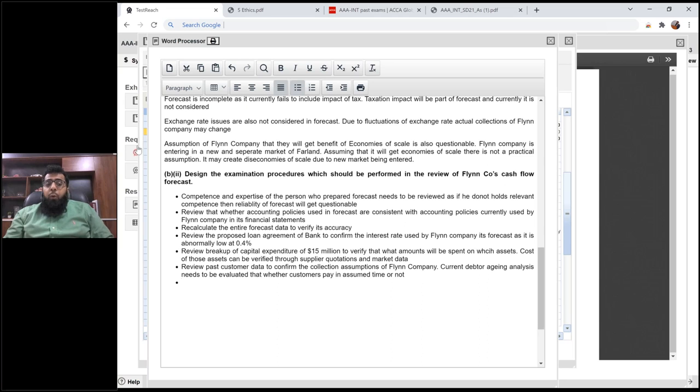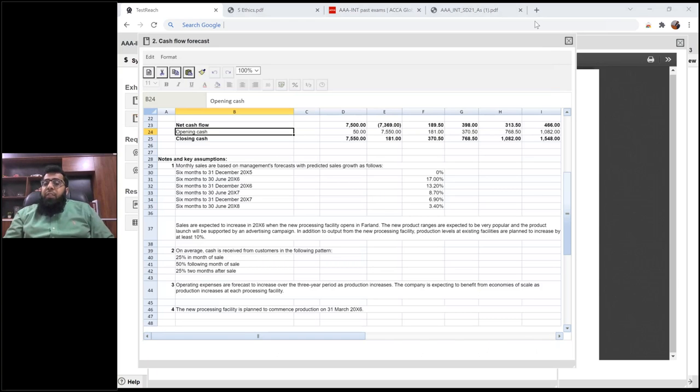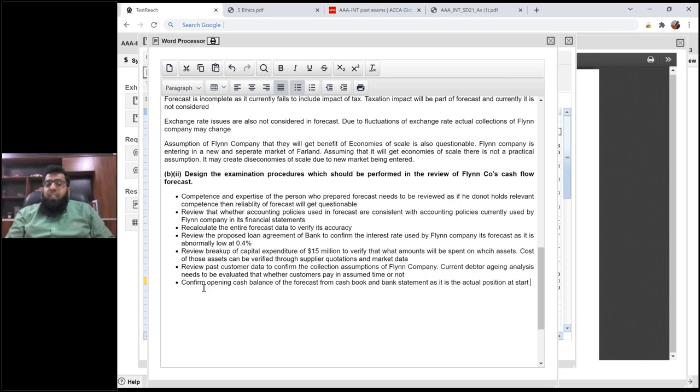You can confirm the opening cash balance of the forecast. If you look at the forecast, the opening cash balance is 50 million or 50,000. Now, this opening cash balance can be verified from their cash book or the bank statement. Confirm the opening cash balance of the forecast from the cash book and bank statement, as it is the actual position at the start of the forecast period. So you can confirm the opening cash balance.